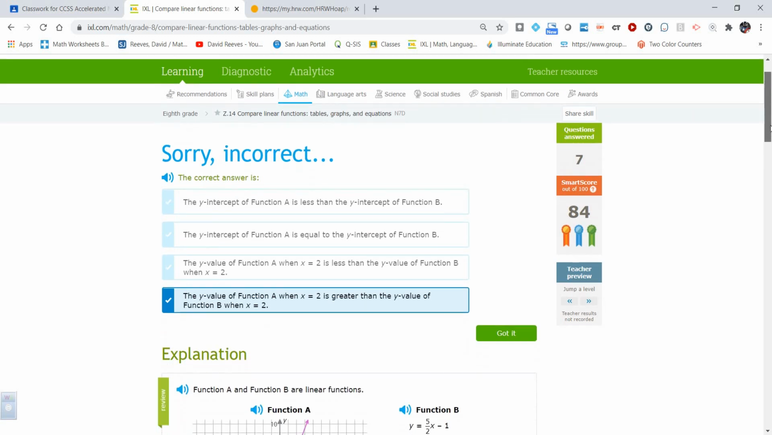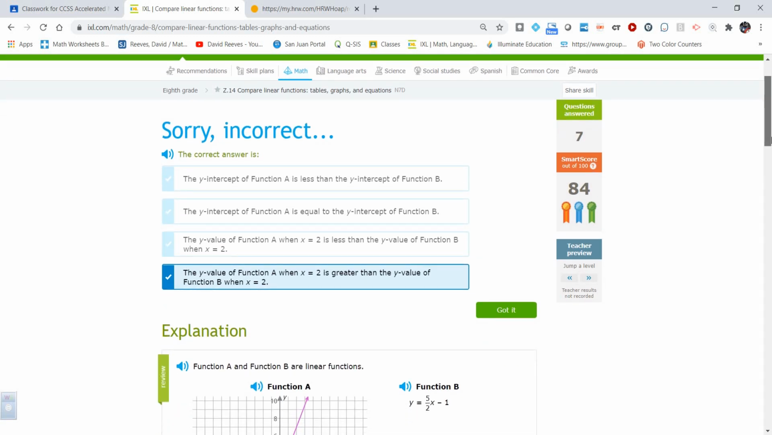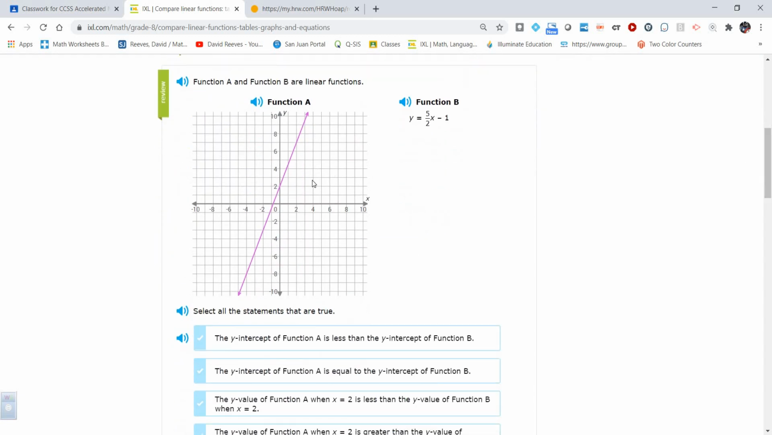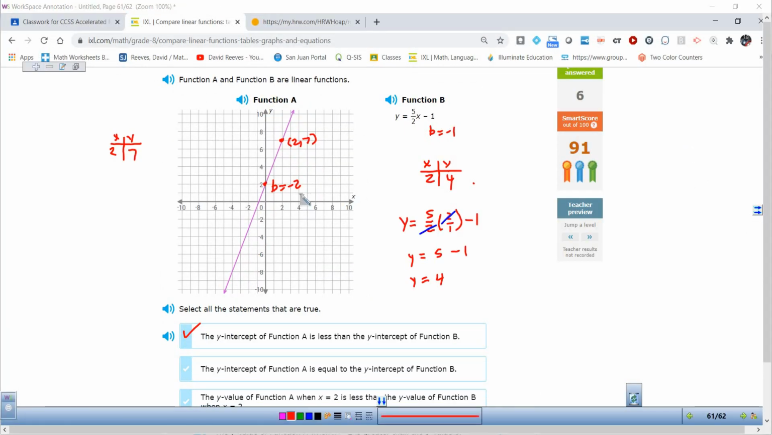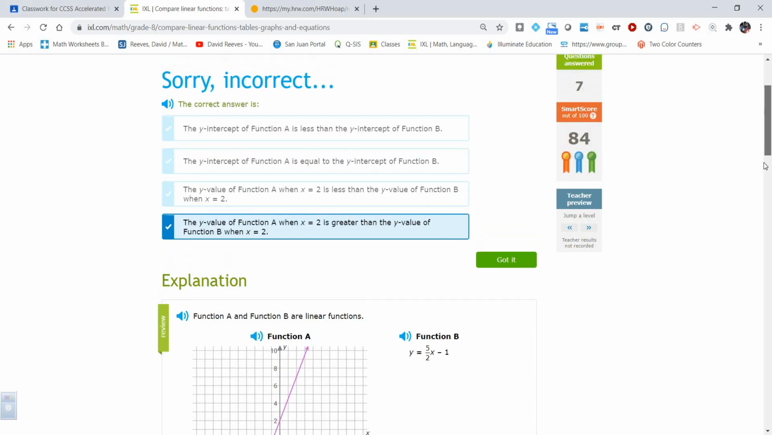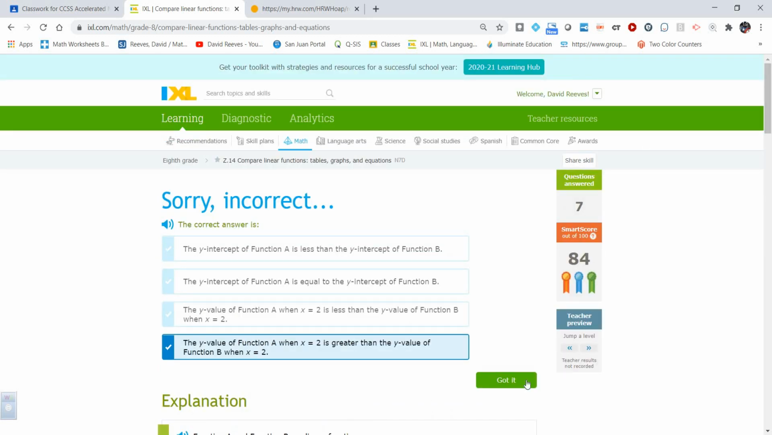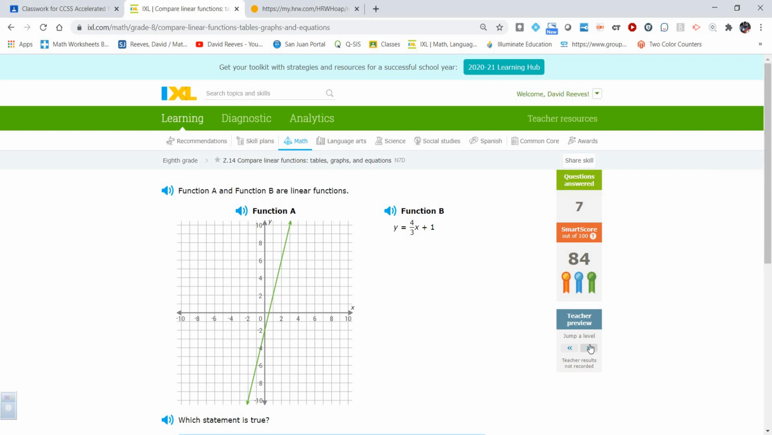What did I do wrong? The y-intercept of function A was 2, and the y-intercept, oh my goodness. What did I have? 2. Look at that, ladies and gentlemen, boys and girls. I wrote -2. It's +2. Well, there you go. Sloppy, sloppy, sloppy. I wrote it in the correct spot, but for some reason I put a negative on there and I just didn't catch it. Alrighty, well, I don't want to end on a negative note.